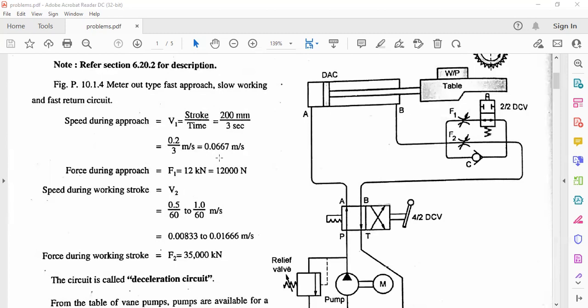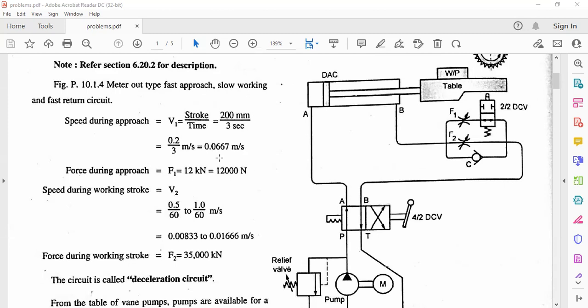Force during approach, F1, equal to 12 kilonewton, which means 12,000 Newton. Speed during working stroke, V2, is 0.5 upon 60 to 1 by 60 meter per second. So 0.0083 to 0.0167 meter per second. Force during working stroke, F2, equal to 35 kilonewton. The circuit is called a deceleration circuit.